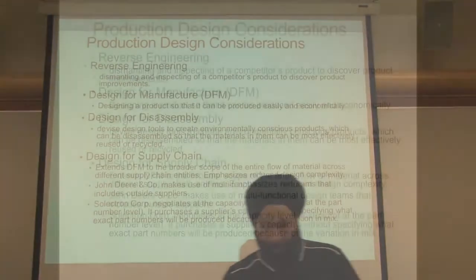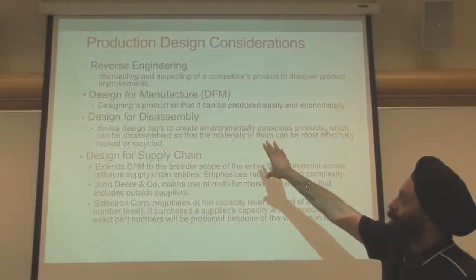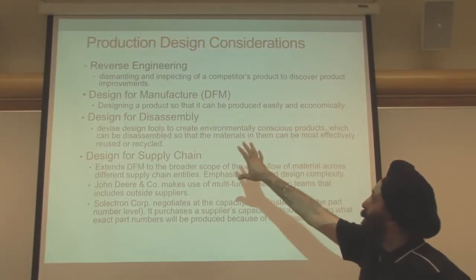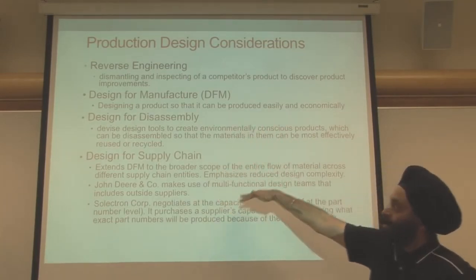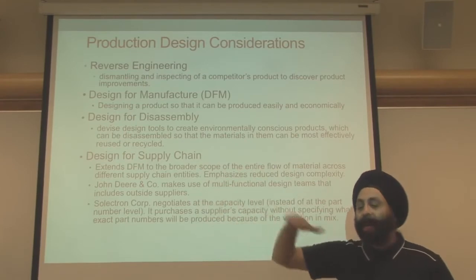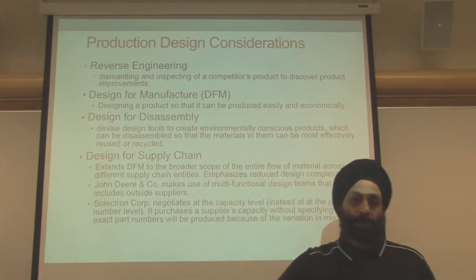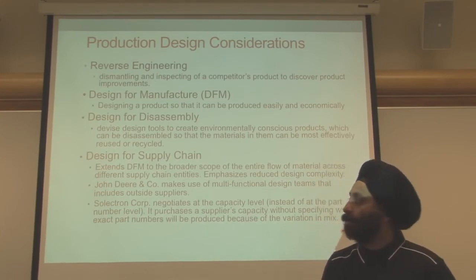Now, in terms of production design considerations, we have already talked about reverse engineering, which is taking apart the competitive product to discover product improvement. But let's talk about specific other aspects. Design for manufacture: designing the product in a way that it's easy to produce in the existing production floor that you have, shop floor.